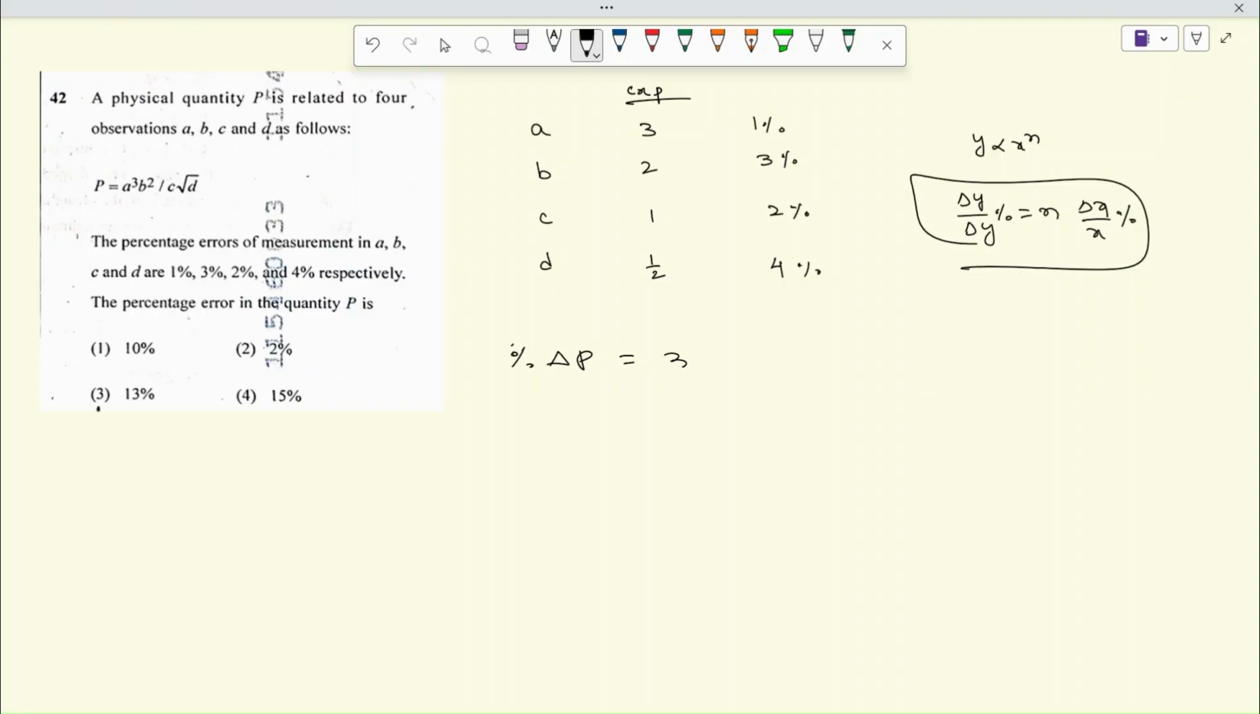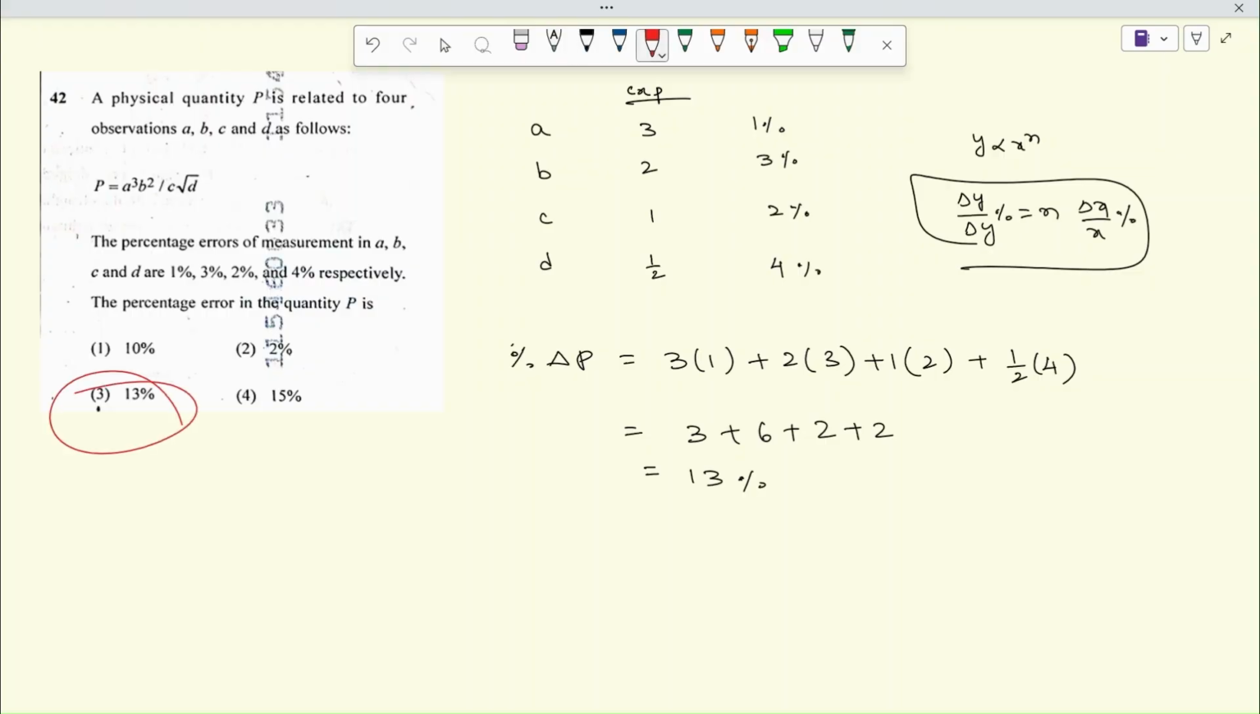For A, 3 into 1% plus 2 into 3% plus 1 into 2% plus 1 by 2 into 4%. How much? 3 plus 6 plus 2 plus 2, which is 9 plus 9, this one, 13%. Answer is option 3.